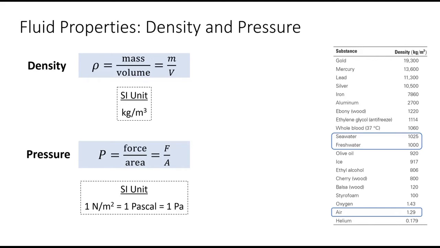So 1 Pascal, it turns out, is actually fairly small. Atmospheric pressure is 100,000 pascals. So a Pascal is a pretty small unit of pressure.